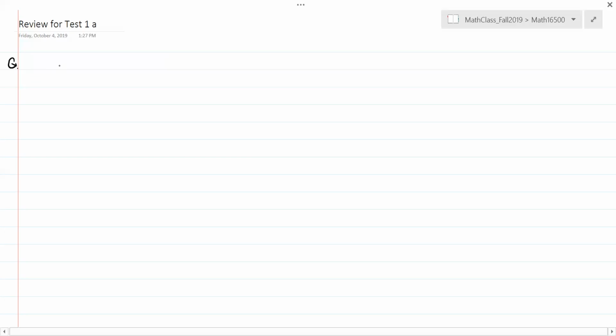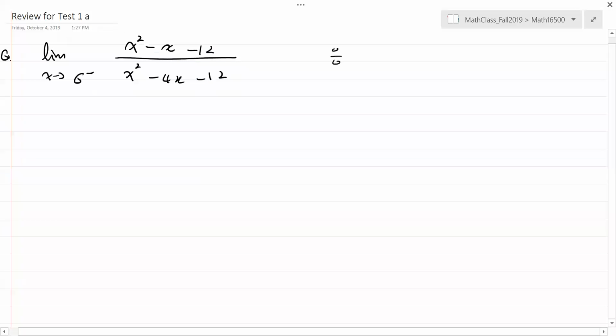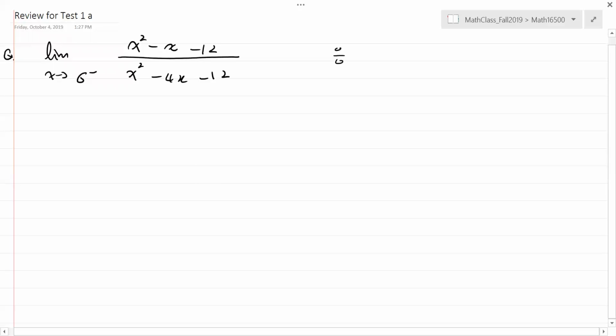My first problem is to find the limit as x approaches 6 from left-hand side. Here's x minus 12 over x squared minus 4x minus 12. Now, you can plug 6 for x, but if you see, you get 0 in the denominator, okay? Actually you get 0 over 0. So you cannot just plug the number for x to get the limit. The function is not defined at 6.